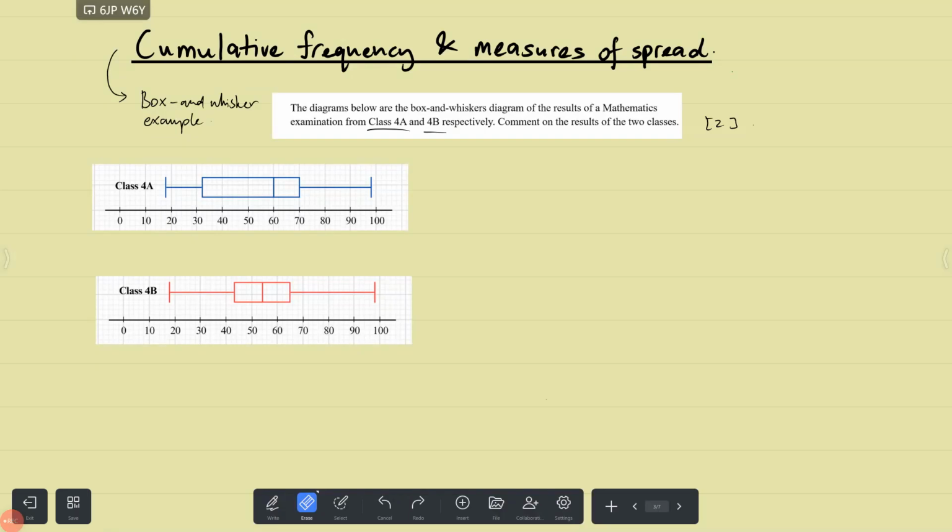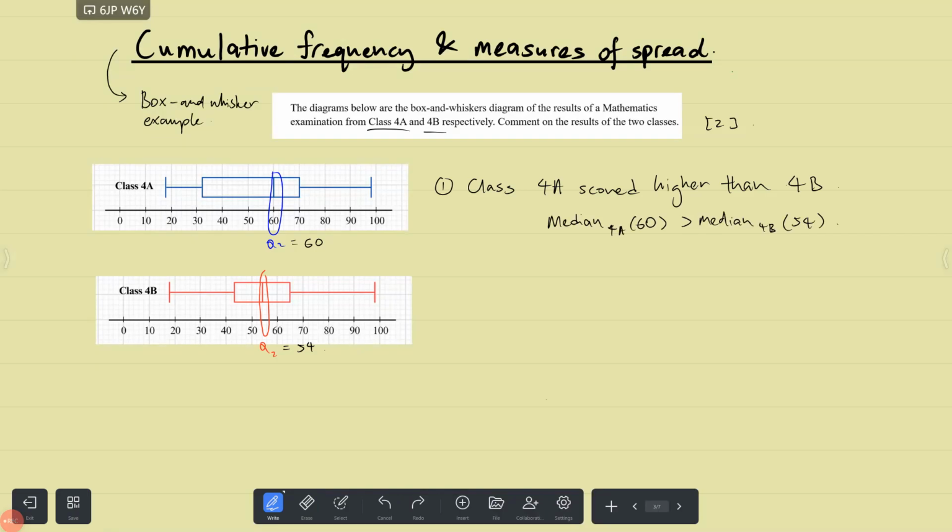I'm going to start off with assessing the median for both classes, right? So you have the median for class 4A, which is 60 marks. So the middle person scored 60 marks. And for class 4B, the median is actually 54. So we can actually say now who scored higher. Obviously, it is the one with the higher median. So we say that class 4A scored higher than 4B.